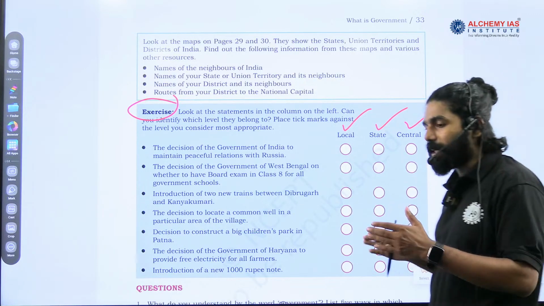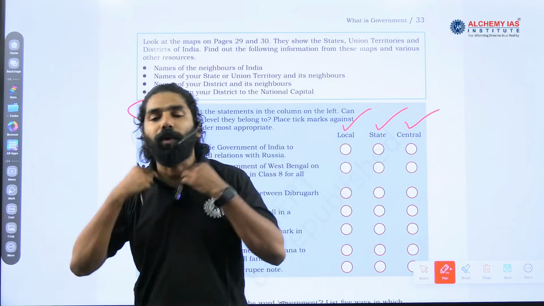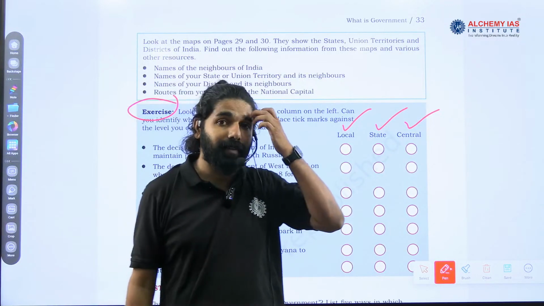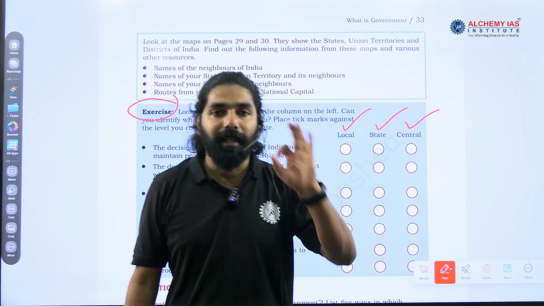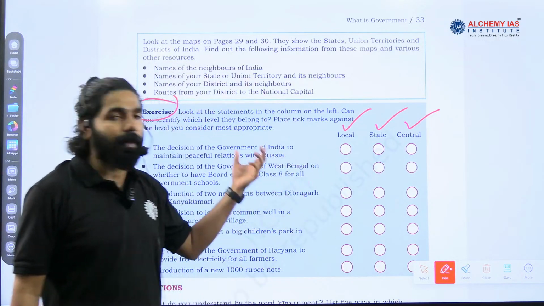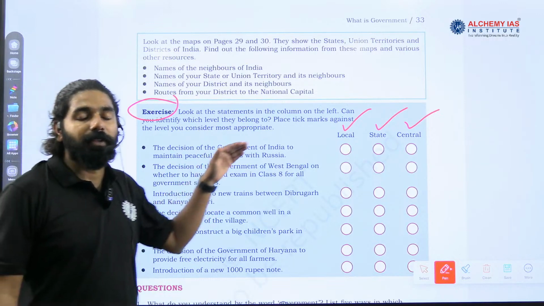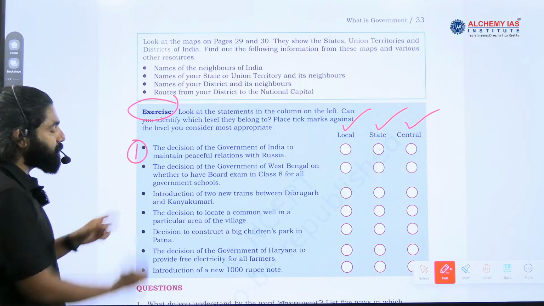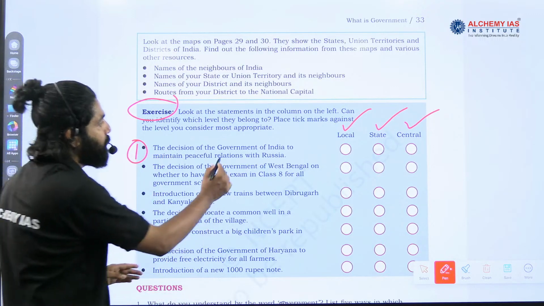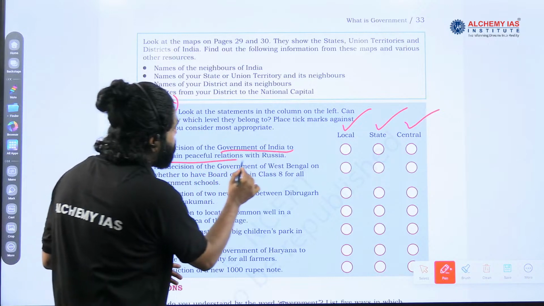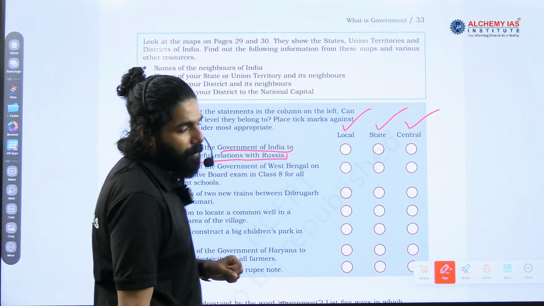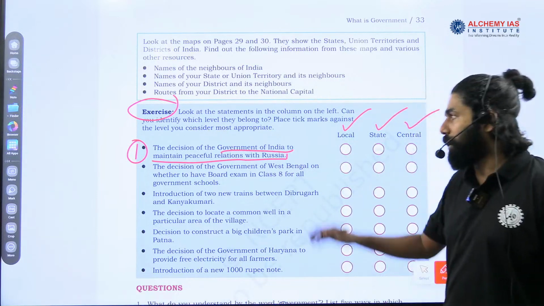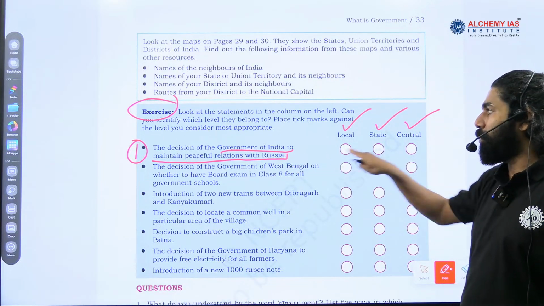So, we have studied that there are three levels of government: one at the central level, another at the state level, and a third at the local level. These are the three levels of government we can see in India. When power is divided between these levels of government, it is called the federal form of government. Statement 1: The decision of the government of India to maintain peaceful relations with Russia. Tell me in the live chat, if anyone knows, which level of government is responsible for this?